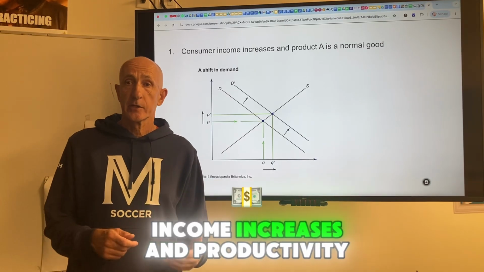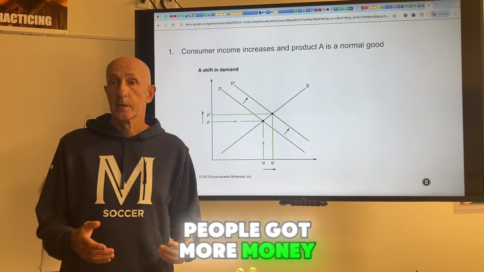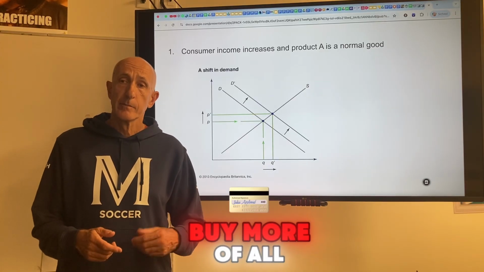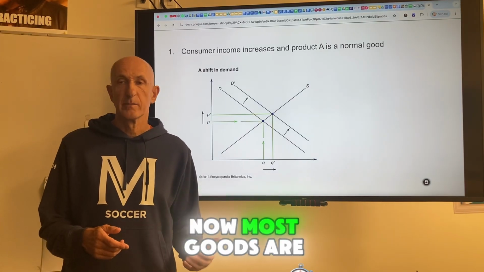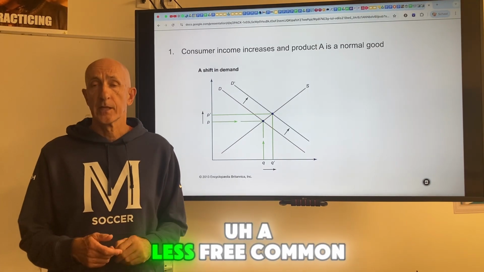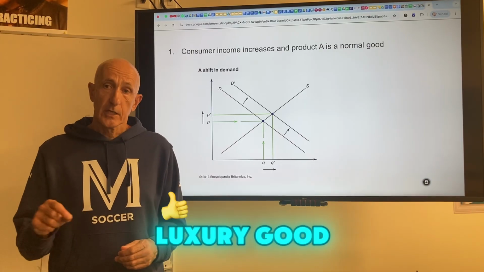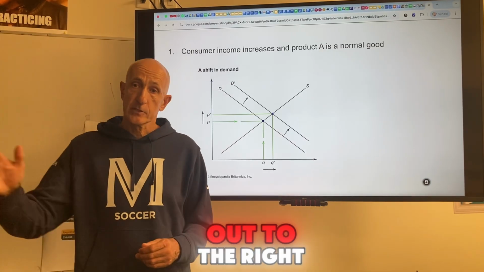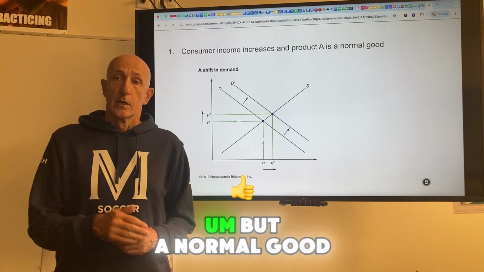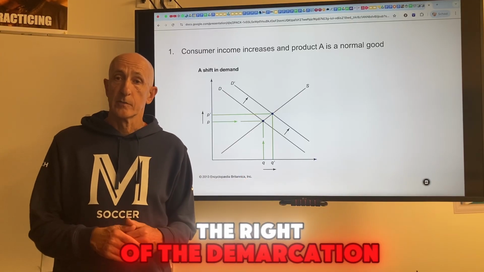Consumer income increases and product A is normal. So now you've got more money, people have got more money to spend. They'll go out and buy more of all normal goods. Now most goods are normal. Now, the inferior goods are less common. You can have degrees of normality. So a luxury good is likely to shift out to the right even more. But a normal good will always see that shift to the right of the demand curve, that more is going to be demanded.